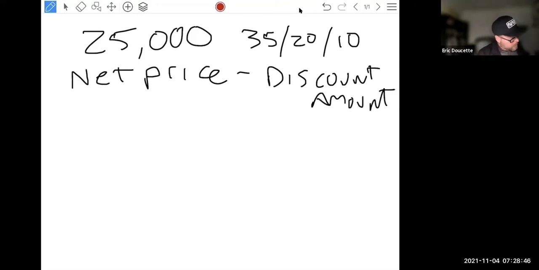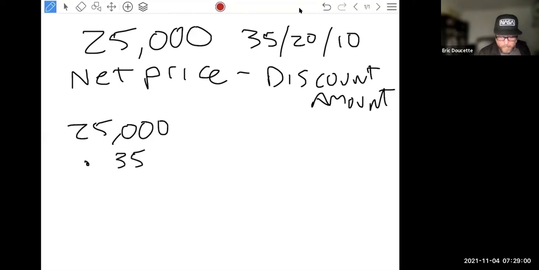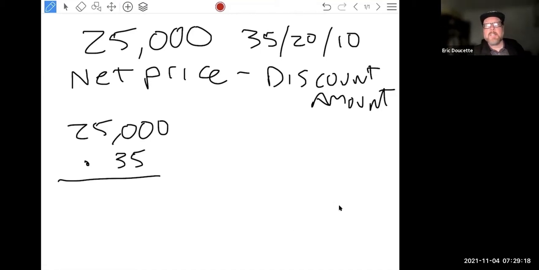So if you did it longhand, that's what your problem is asking you to do here. You would have to take the 25,000 and multiply it by the first trade discount, which is 35%. And then that would give you your discount amount for the 25,000. And then you'd have to take the balance of that. So let's just do the math. This is the longhand way, but there's a fast way to do it. I'm going to show you in a minute. 25,000 times 0.35 equals 8,750.